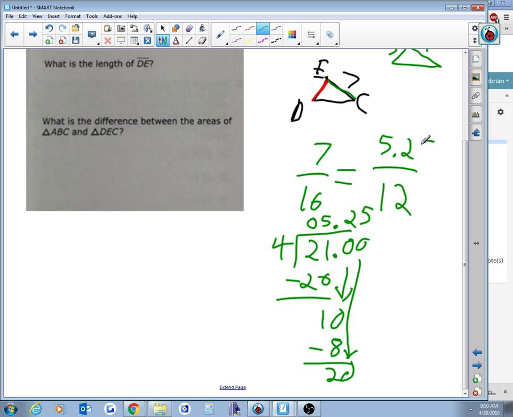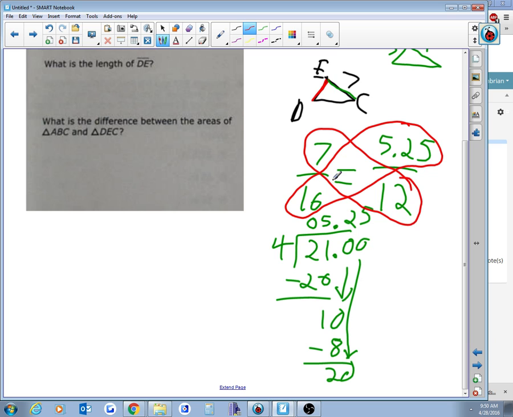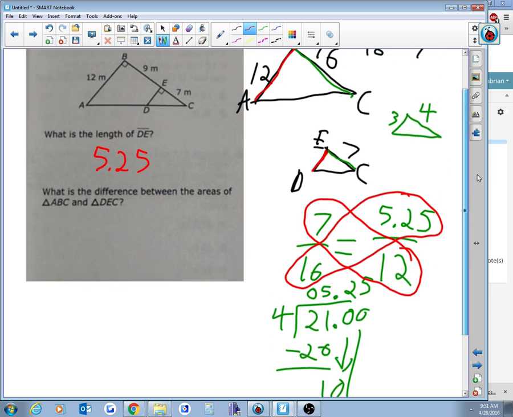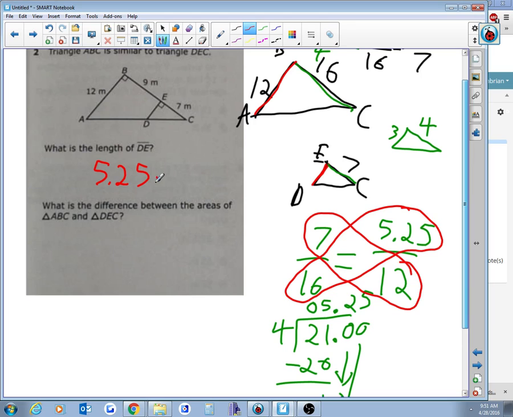5.25. And now if we wanted to check this, we could do 7 times 12 and make sure that equals 16 times 5.25, because cross products are always equal in proportions. That times that, if they truly are equal, is going to equal this times this. Okay. So the length of DE is 5.25. And what were our units? I think we had meters here. So meters.